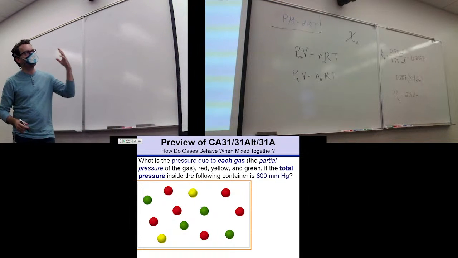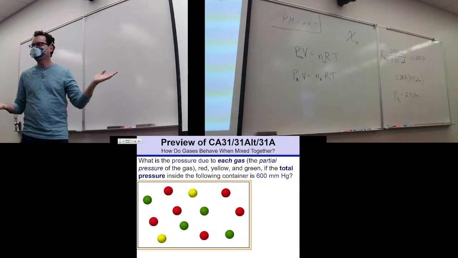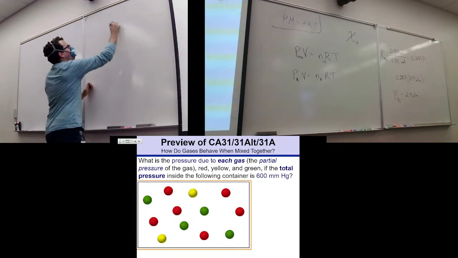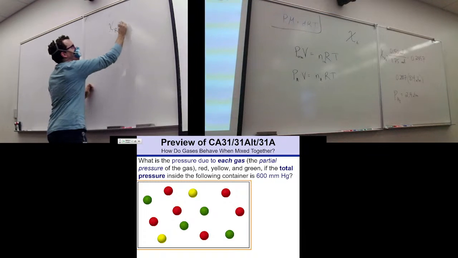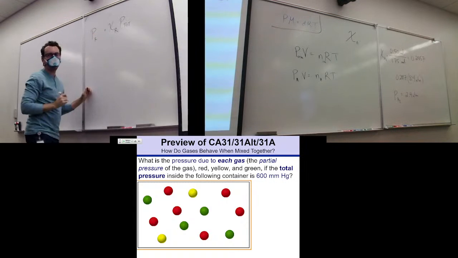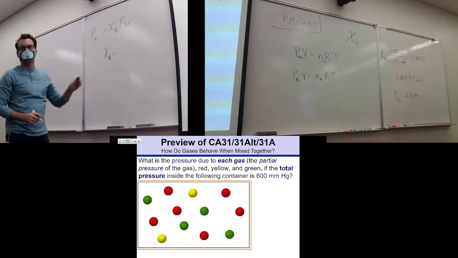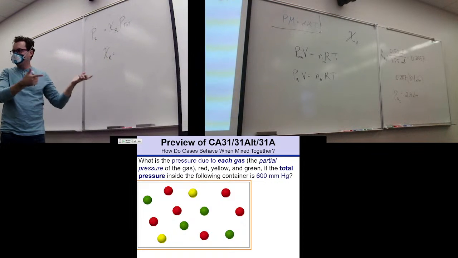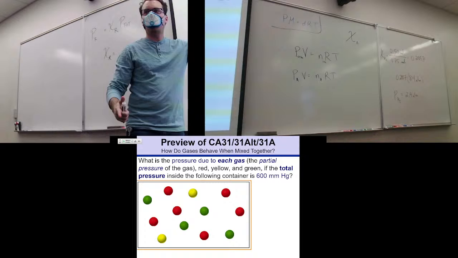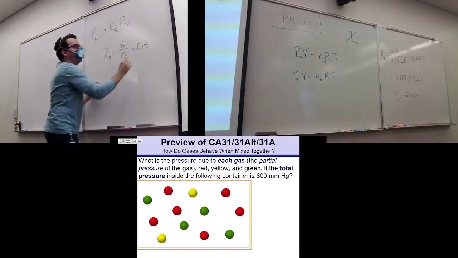Well, I don't have temperature, I don't have a volume, so I'm not going to use PV equals nRT. Let's use the mole fraction idea. Because if I can find the mole fraction of the red gas and multiply it by the total pressure, which I've got, that will give me the partial pressure of the red gas. So how do we get the mole fraction of the red gas? Count red versus the total. Yeah, so I've got 1, 2, 3, 4, 5, 6 red atoms out of 12 total. So the mole fraction is 0.5. Half of this gas is red.